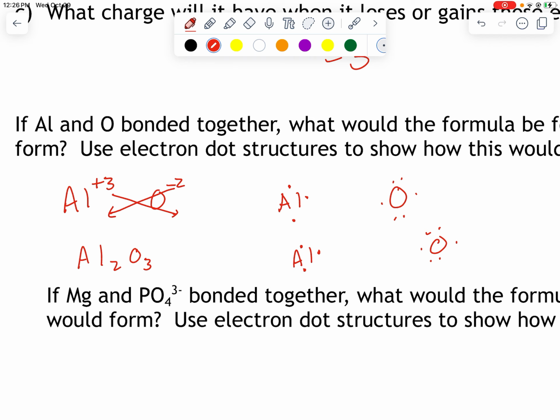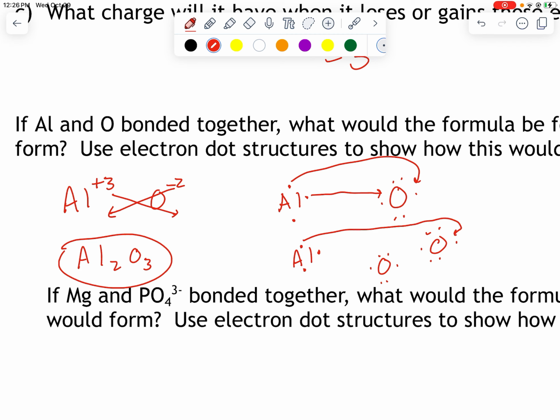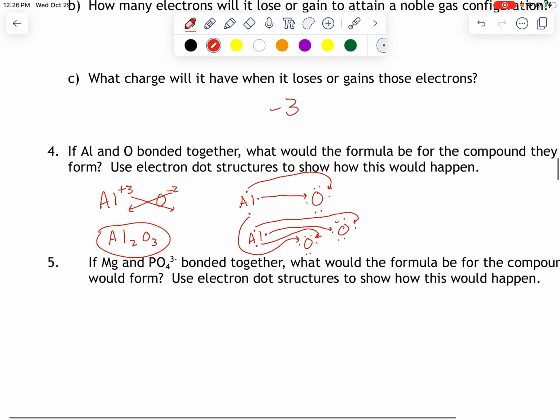Now I can draw in 3 oxygens and 2 aluminums because I know the formula from doing the crisscross. So then you're just adding in your electrons to those open spaces. And there you have it.